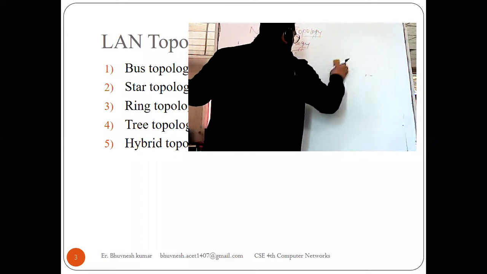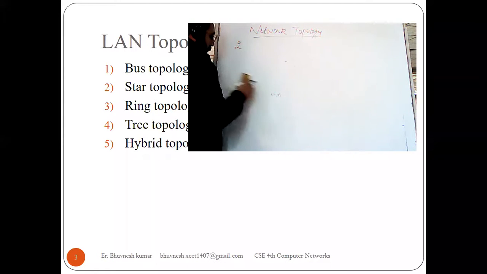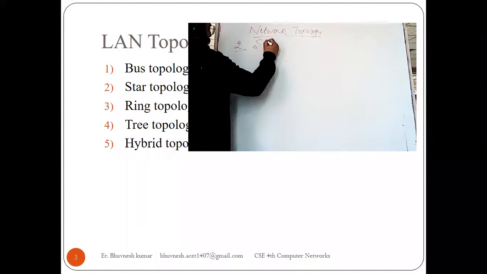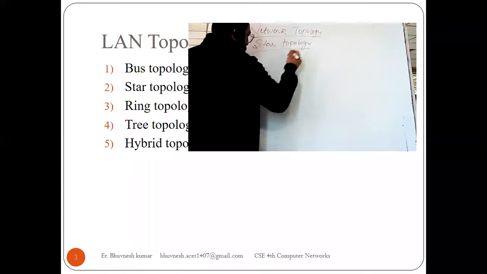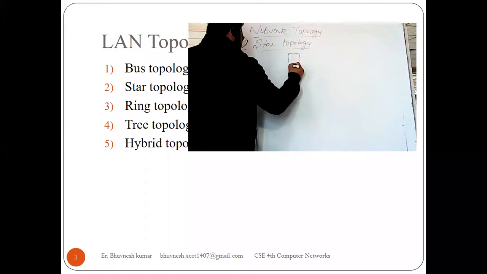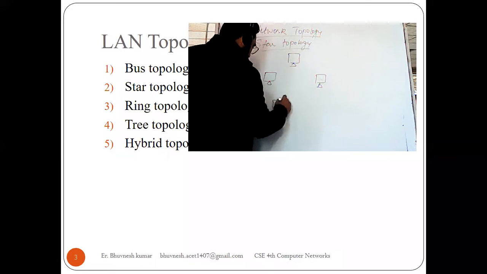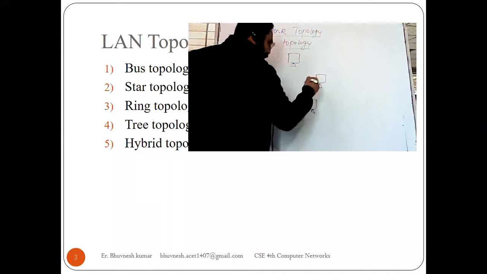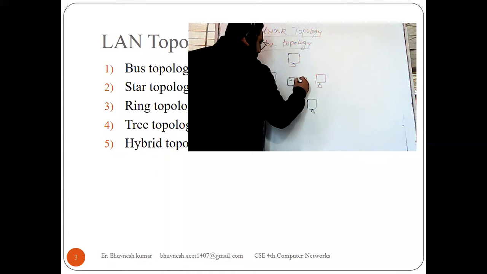Further, the next topology is star topology. In star topology, the network looks like a star when we make it. If this is your PC, this is your PC, this is your PC, and further this is your PC, these are also known as nodes, and they are connected with a centralized device, and this centralized device is your hub.